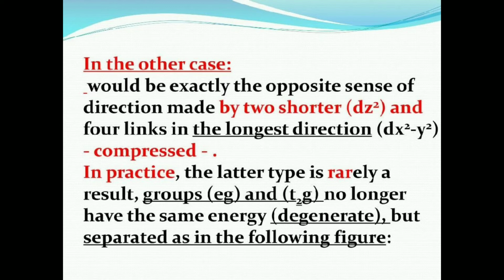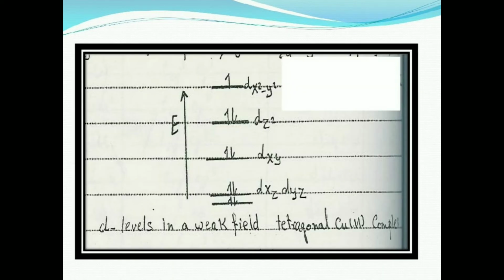In practice, the latter type is rarely the result. The group Eg and T2g no longer have the same energy, that is, they are no longer degenerate, but separated as in the following figure. Look into the figure to see how the levels are separated.